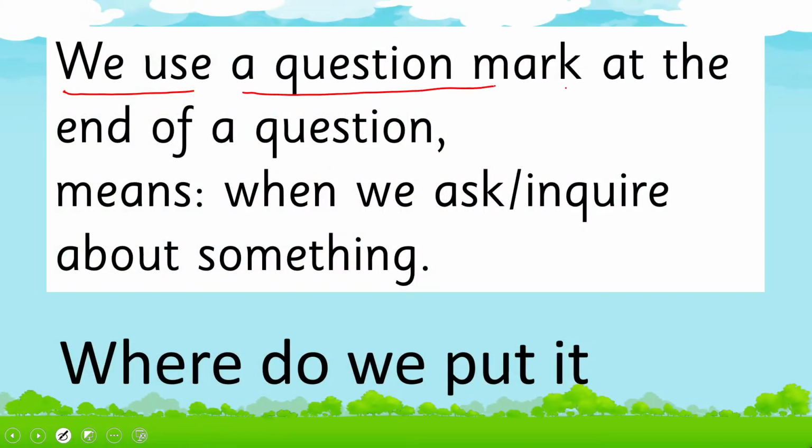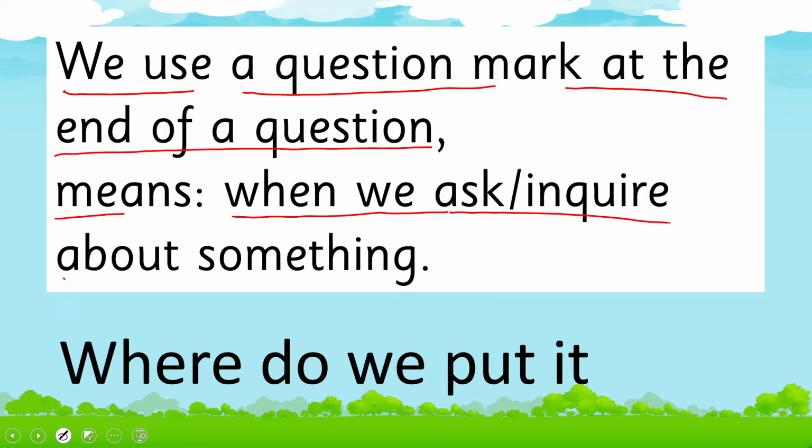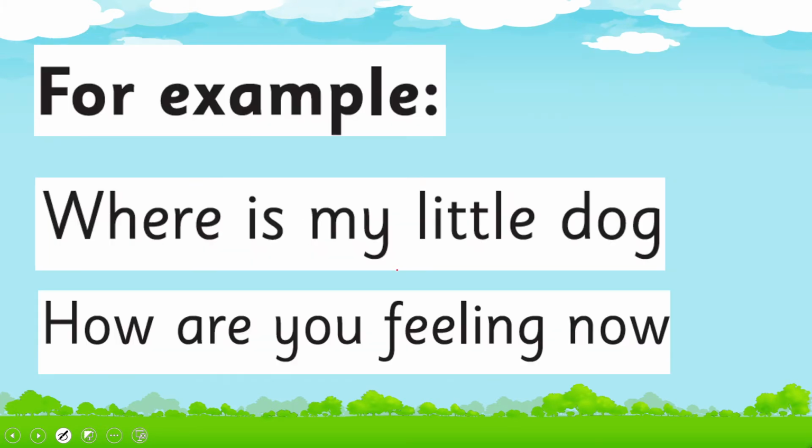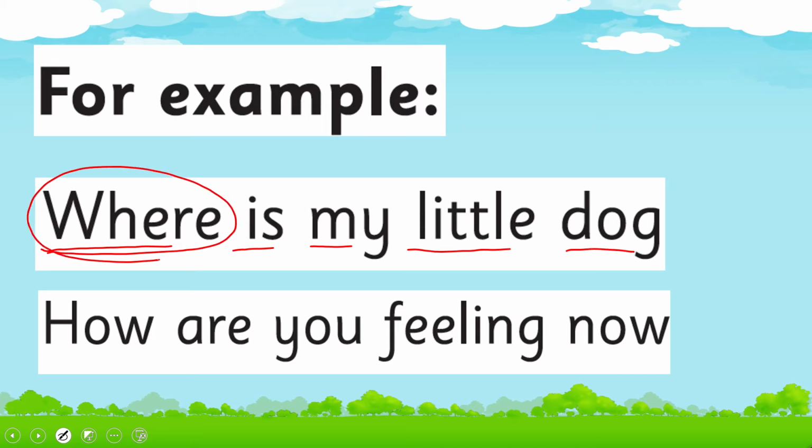We use a question mark at the end of a question. That means when we ask or inquire about something. So where do we put it? Where do we place it? At the end of the sentence, right? For example, where is my little dog? Now this, we know it's a question word. That's why it's a question. So at the end of this question, we should put a question mark.